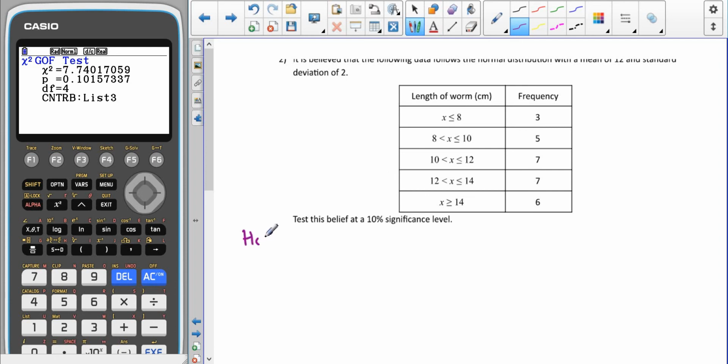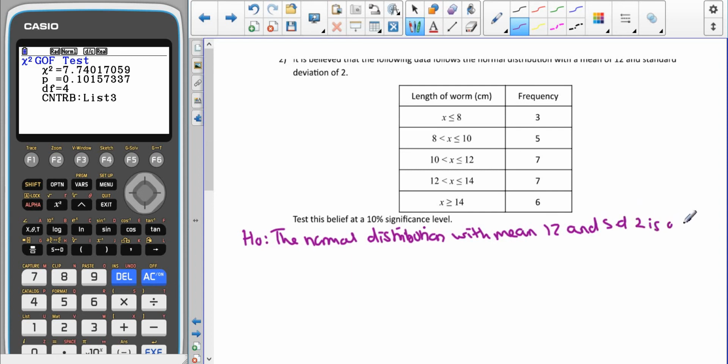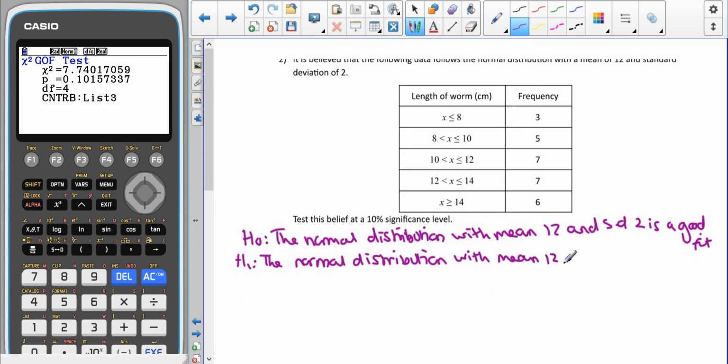So our H0 this time is going to be that the normal distribution or model with mean 12 and standard deviation 2 is a good fit. And then our H1 is going to be that the normal distribution with mean 12 and standard deviation 2 is not a good fit.